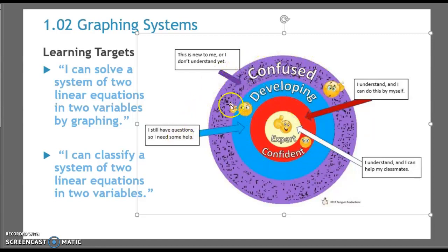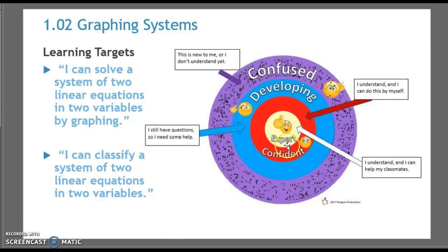The developing level is the second level in. This is I still have questions, so I need some help. The confident level in the middle is I understand and can do this by myself. Then the expert level in the very center of the target is I understand and I can help my classmates. If you feel at the end of this lesson that you are at the expert level, that's awesome. Even if you've moved up one level, that's great. You'll see that every time we meet, so get used to putting a cursor here.